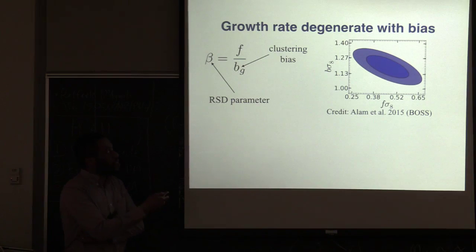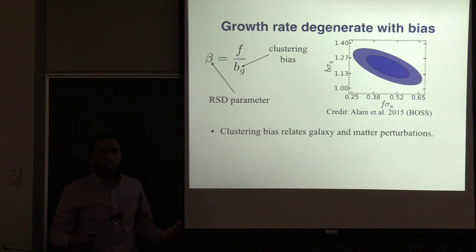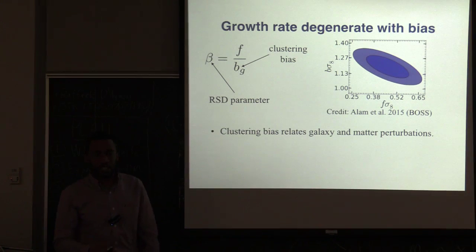So how does this actually look in measurements? Well, what you actually measure is, unfortunately, not the growth rate itself. What you measure is this parameter beta, which is also called the redshift space distortion parameter, or RSD parameter. This parameter beta is equal to the growth rate divided by b_g, which is a clustering bias. The clustering bias is a parameter that relates number density fluctuations in galaxies to matter perturbations. And the reason why b_g is not equal to 1 is because galaxies are a biased tracer of large-scale structure, because they just tend to live in high-density regions, specifically.